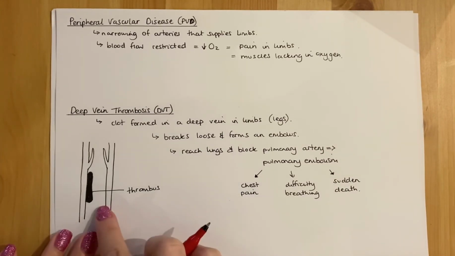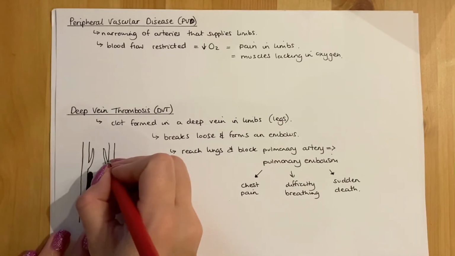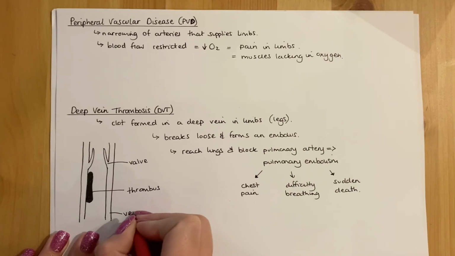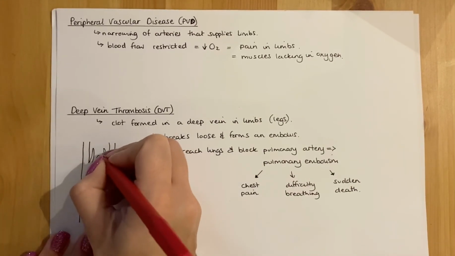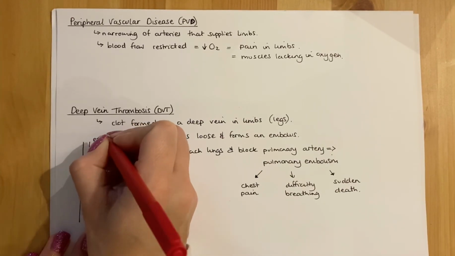So in a diagram, this would be a deep vein thrombosis. You can tell it's a deep vein thrombosis because this would be a valve, and therefore this is a vein. It would often show you a part of that clot breaking off, and that would be your embolism here, or your embolus.